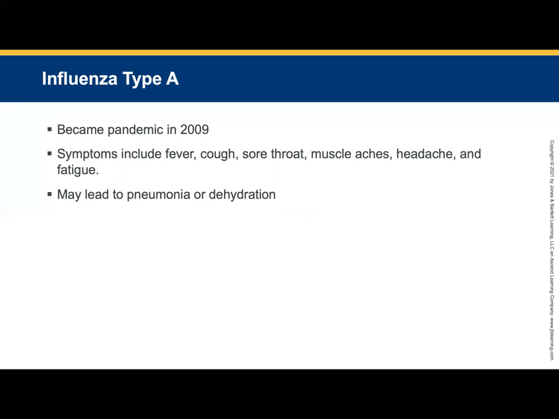So influenza type A is an animal respiratory disease that has mutated to infect humans. It is transmitted through direct contact with nasal secretions and aerosolized droplets from coughing. So we know it's passed from person to person by coughing and just not washing your hands. Symptoms include fever, sore throat, cough, muscle aches, headaches, and fatigue. Everybody's had the flu at some point in their lives. And this may lead to pneumonia or severe dehydration because we just don't feel like drinking. We don't want to mess with it.